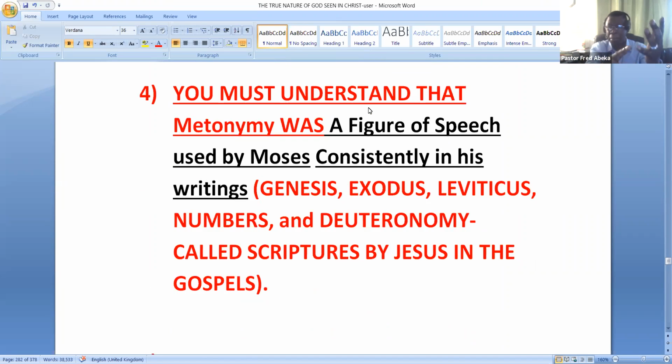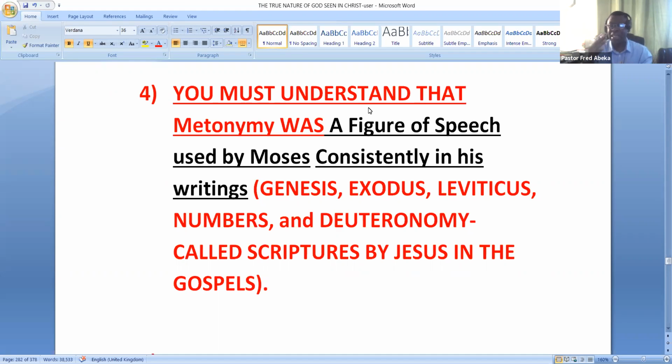There are so many figures of speech: metonymy, parables, imageries, euphemisms, similes, onomatopoeia, oxymorons. These are all figures of speech, and they are in the Bible. As Bible students and believers, you must be aware of them. So Moses used this particular one called metonymy, one word to represent a whole lot of things.